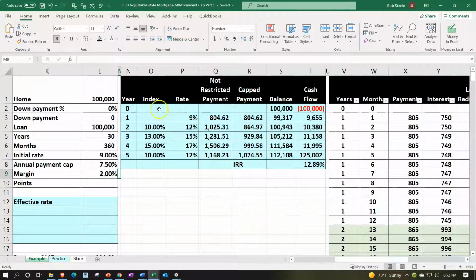We looked at the index, remembering that the index represents something that we don't have control over, something that we would be estimating what would happen into the future. And based on that index, we then calculate what our rate will be using the margin at 2%. Then we thought about what the payment would be if there were no restrictions, because we have that payment restriction item in place. Then we focused in on the caps or the restrictions here, thinking about it intuitively to figure out what those restrictions would be.